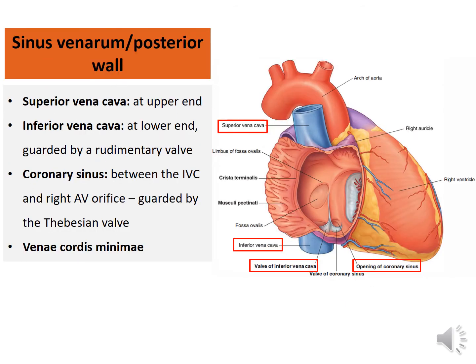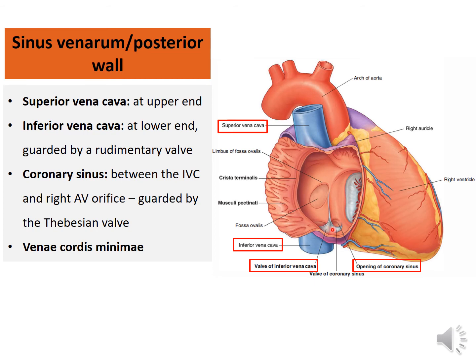First we talk about the posterior wall, which is also called sinus venarum. Here you can see the openings of the veins. First, the opening of the superior vena cava, and then in the lower part you can see the opening of the inferior vena cava, which is guarded by a valve. This is the valve of the inferior vena cava.